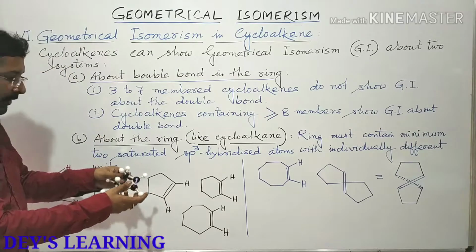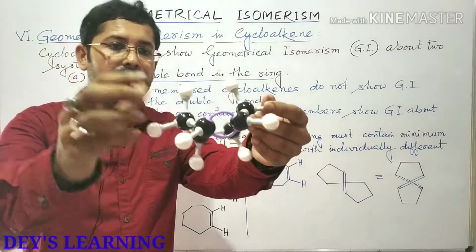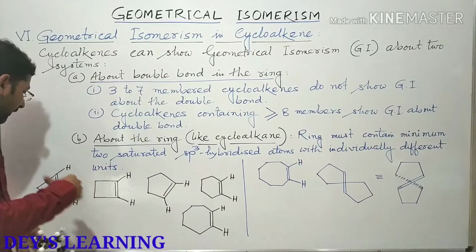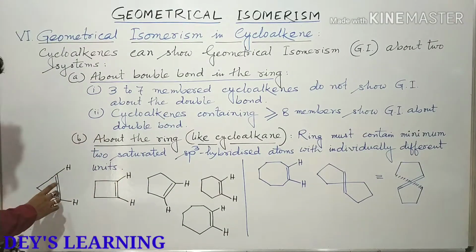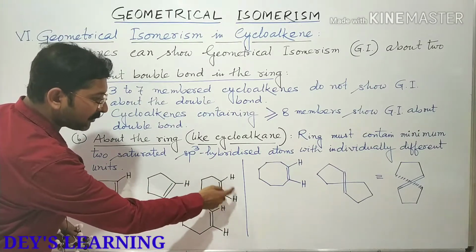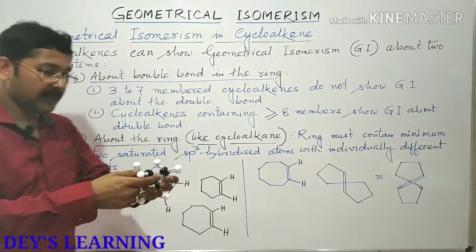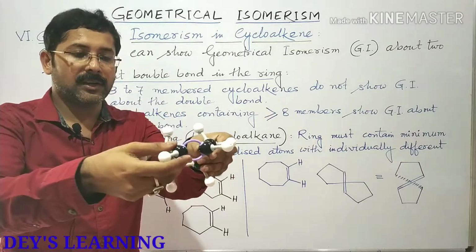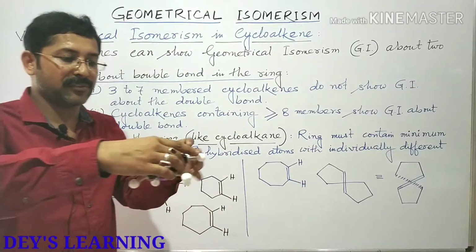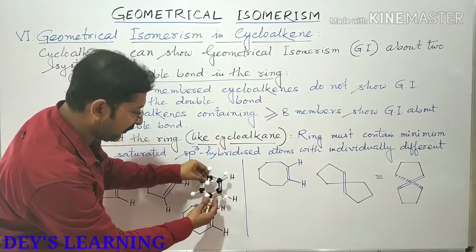This is your cyclohexene molecule. There is a double bond here. So this is the molecule. If the cycloalkene contains 3-membered, 4-membered, 5-membered, or 6-membered rings, these two hydrogens always exist in the cis position. Look at here. Due to the size of the ring, due to the fixed configuration of the ring, these two hydrogens always exist in the cis form.